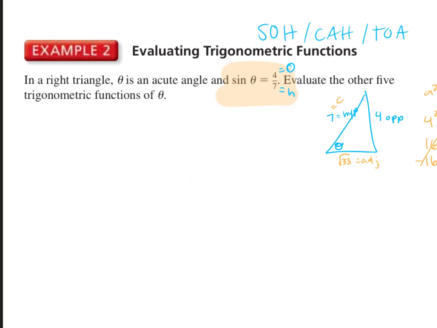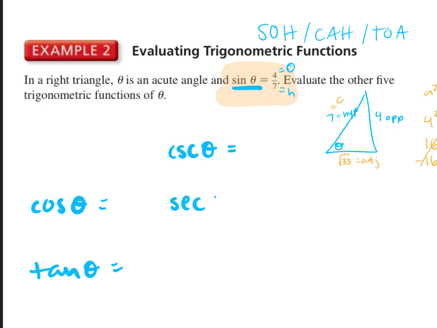So we need to find our other 5 trig functions now. It gave us sine, so we can skip sine. We need to figure out cosine of theta, tangent of theta. Which one goes with sine? Cosecant theta. Which one goes with cosine? Secant theta. And which one goes with tangent? Cotangent theta.